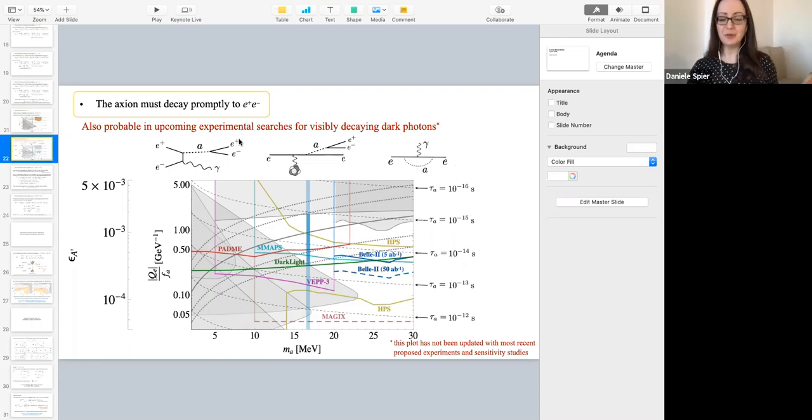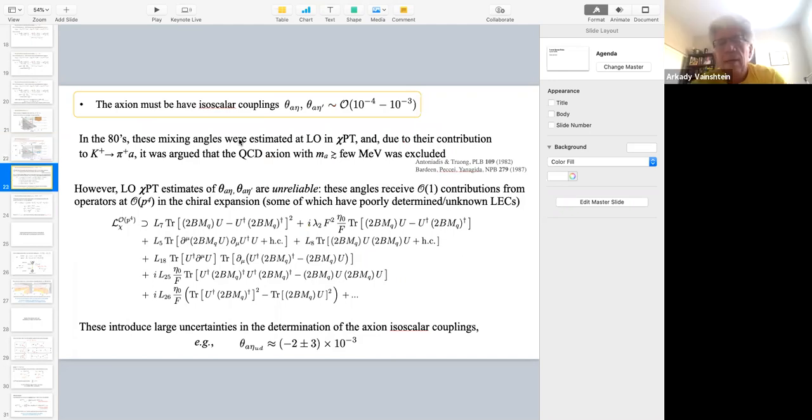Okay, all right, let me move on now to the next property that the axion must have, which is that its isoscalar couplings, as parametrized by its mixing with the eta and the eta prime, have to be in the range of 10 to the minus 4 to 10 to the minus 3 to explain the size of those beryllium and helium-4 anomalies.